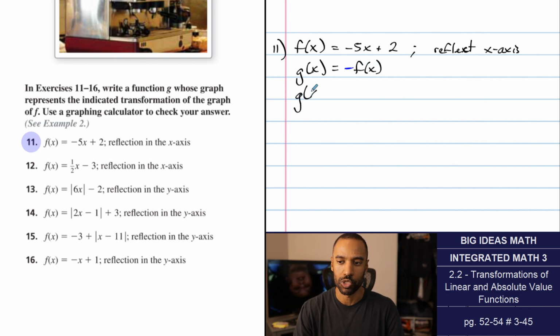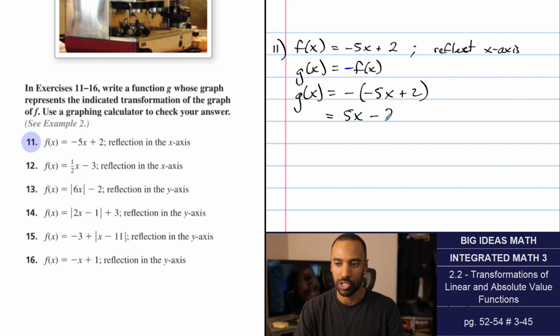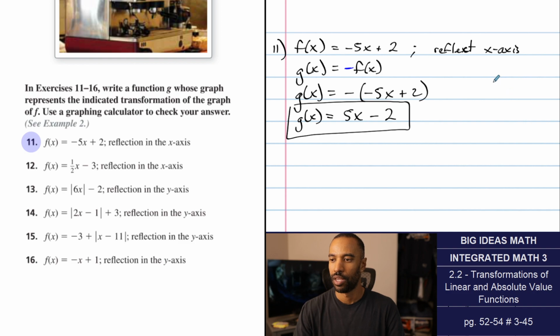This is where those parentheses will be of utmost importance. We're not just turning the negative 5 positive. We're taking every term in the quantity, and when we simplify it, it might change all the signs. Distribute a negative 1, we get a positive 5x indeed, but the 2 turns negative. Everything flips over. There's our new g of x equation.